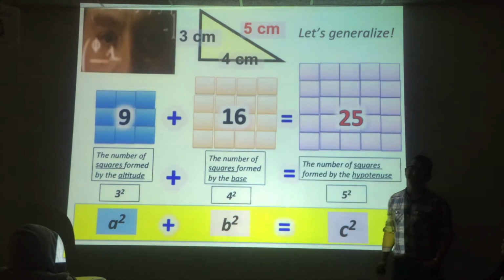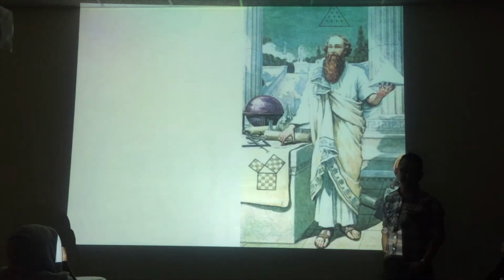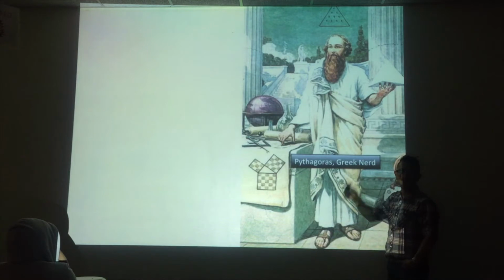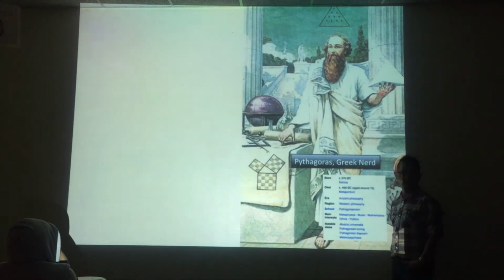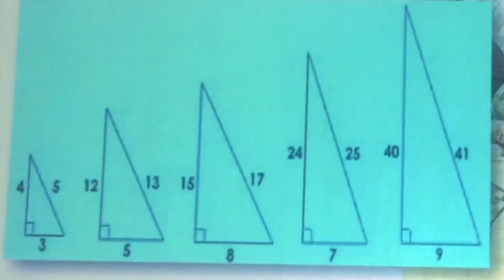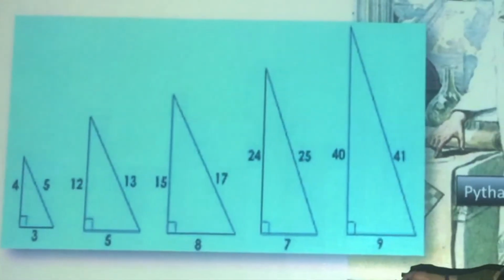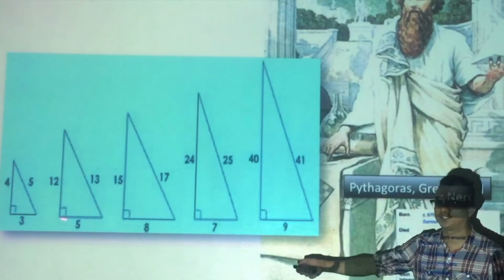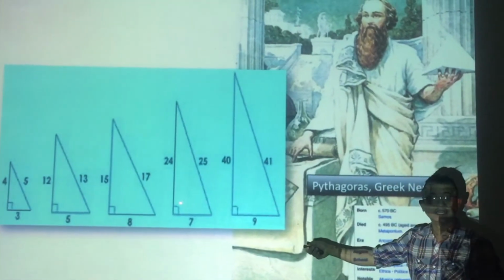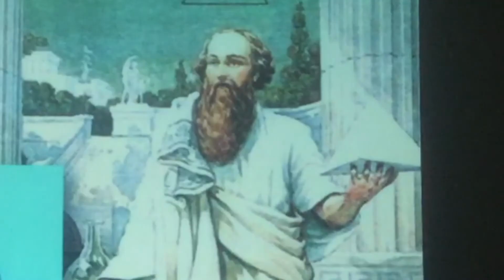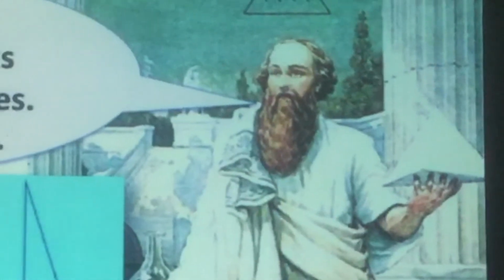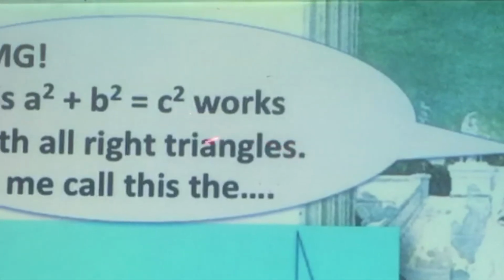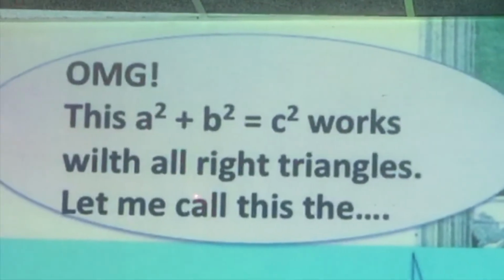So this is so important. It started by this guy. This guy is a Greek nerd. His name is Pythagoras. Now, Pythagoras studied all the right triangles. Remember, we started with 3, 4, 5? He studied other combinations of triangles, and he also found the same thing. He always discovered, he said, OMG, this A squared plus B squared equals C squared works with all right triangles.